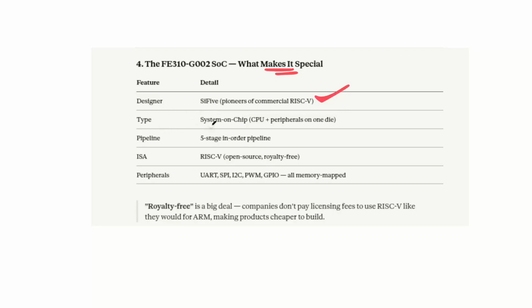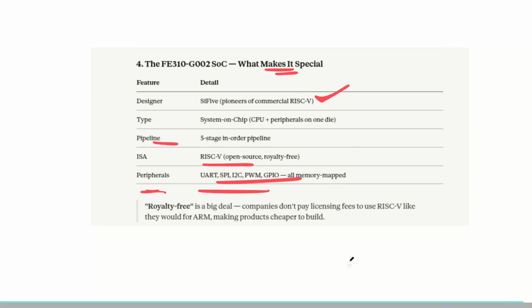The type is system on chip, pipeline is 5-stage, ISA is RISC-V. This is basically the chip processor, and peripherals are UART, SPI, I2C, all memory mapped, GPIO. Being royalty free is a big deal. Companies don't pay licensing fees to use this RISC-V like they would for ARM, making products cheaper to build.